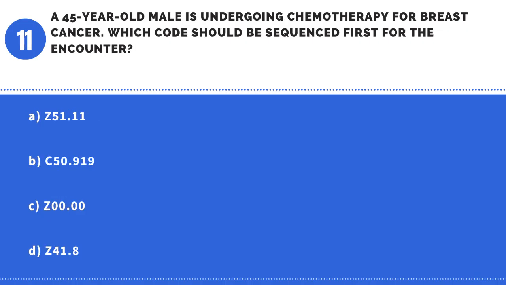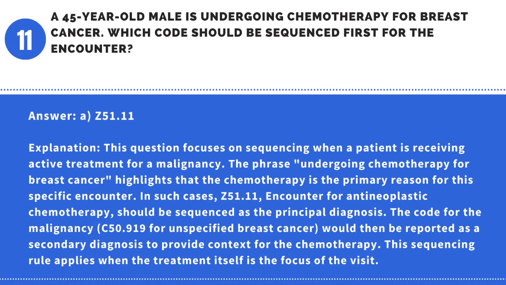Question 11. A 45-year-old male is undergoing chemotherapy for breast cancer. Which code should be sequenced first for the encounter? A. Z51.11. B. C50.919. C. Z00.00. D. Z41.8. Answer A.